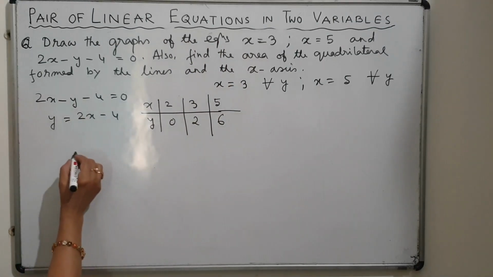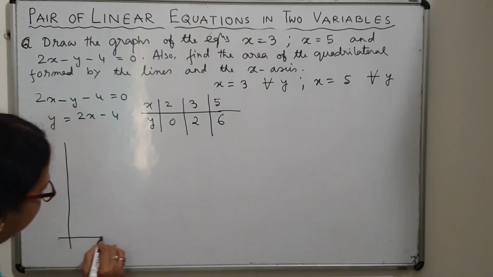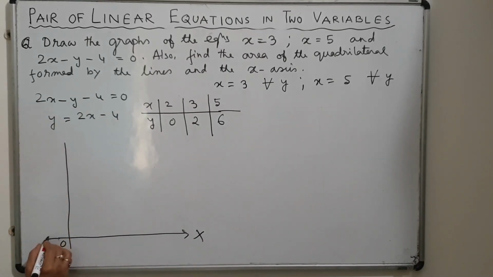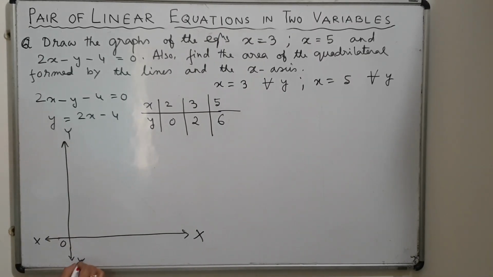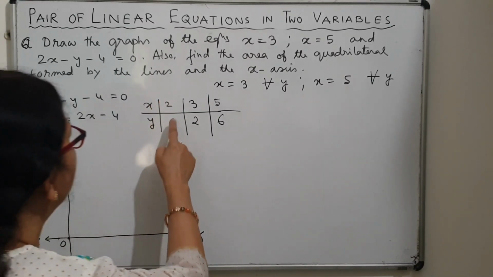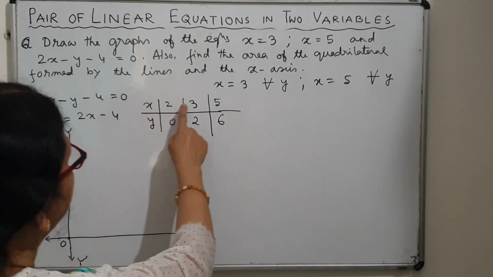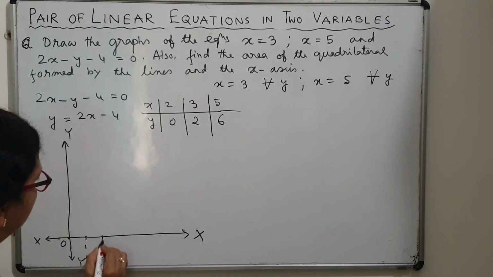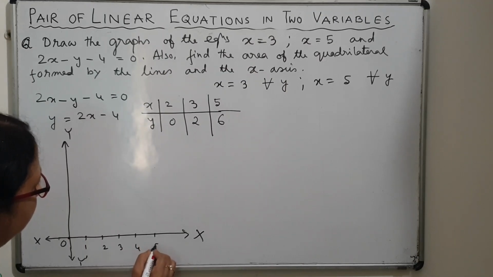Okay. So let me take the coordinate axis, x-axis, the horizontal one, and y-axis, the vertical one, and this is the origin 0, 0. So first let me plot this. Let me scale the axes. Maximum x value is 5, so let me take it in this way: 1, 2, 3, 4, then 5.